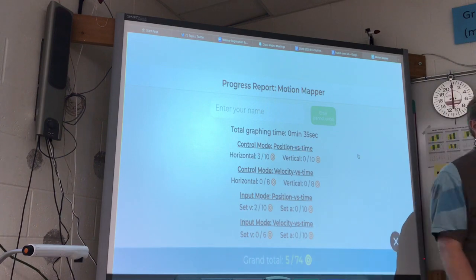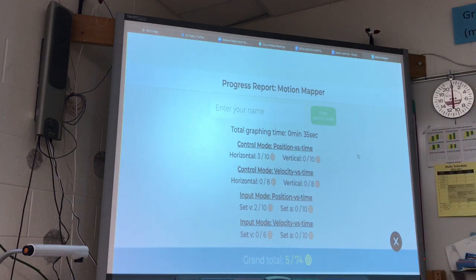And I'll put some screenshots up to show you, this is what I want, 10 out of 10. I want your name, 10 out of 10 on those two. Only the horizontal motion, and only the control mode and input mode for the position versus time. Okay, one screenshot, with your name and everything on there. So, questions on that? I'll get some screenshots to clarify all that. It does work on an iPad. I just tried it earlier. And it is easier to do the drag one from there.